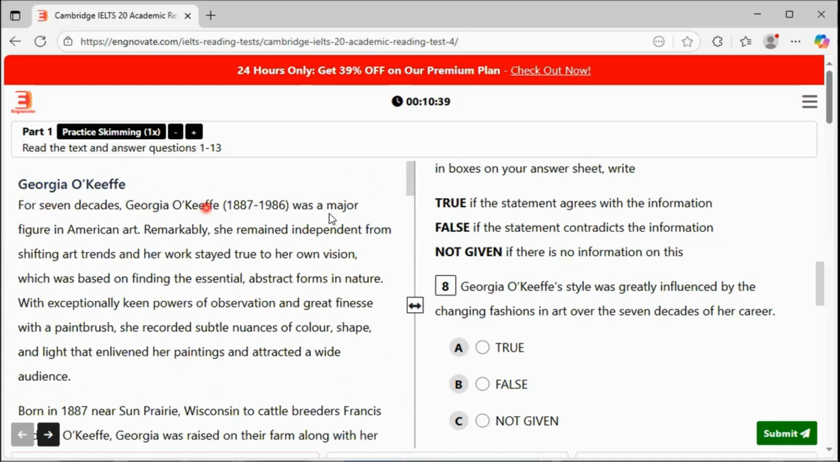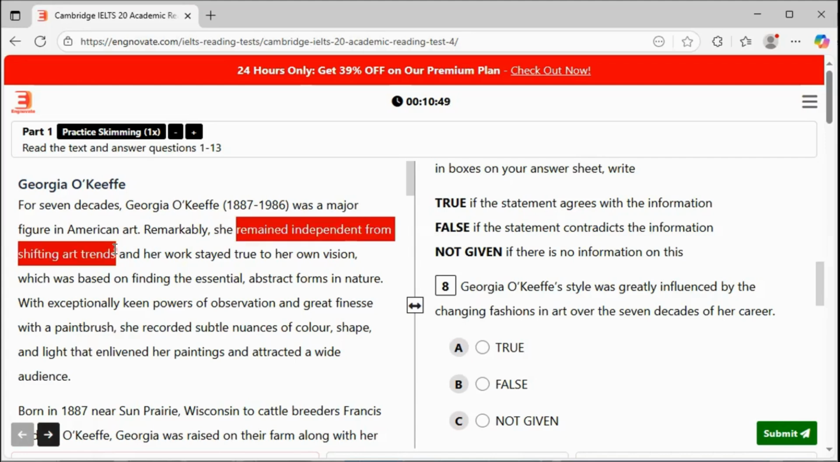Georgia O'Keeffe was a major figure in American art. Remarkably, she remained independent from shifting trends. She remained independent from shifting art trends. Look at it here. Georgia O'Keeffe's style was greatly influenced by changing fashions in art. Can you see that this is contradicting what we have in the passage? The passage says she was independent. In other words, she wasn't affected by the shifting. What's another word for shifting? What's the paraphrase for shifting?